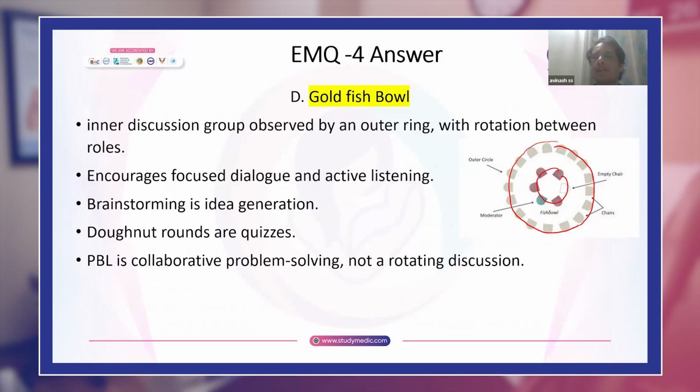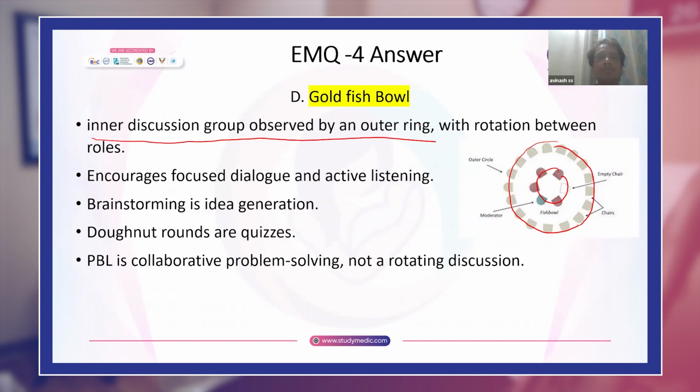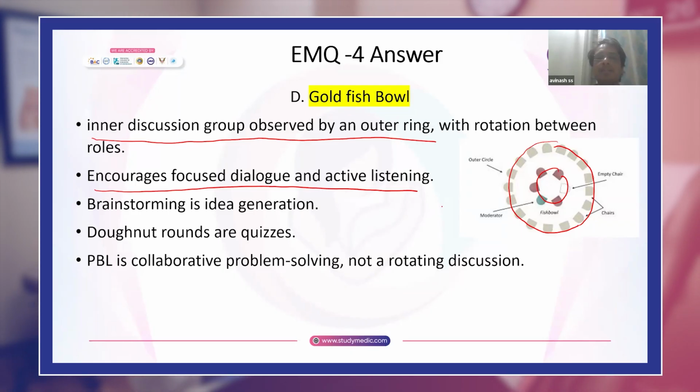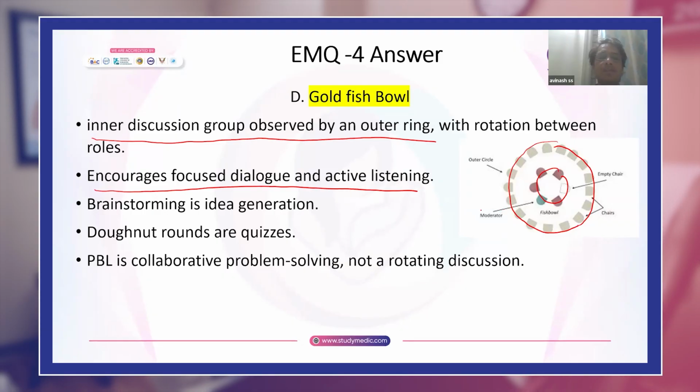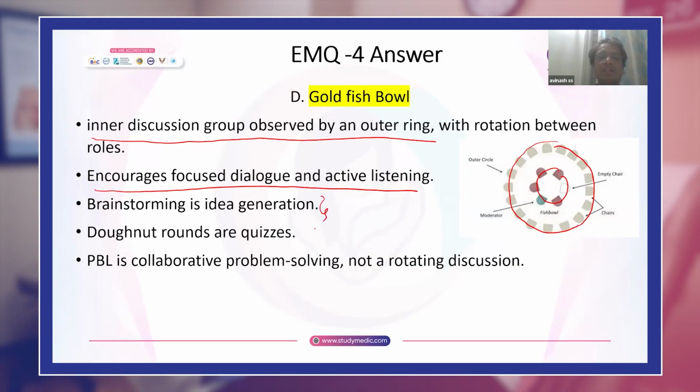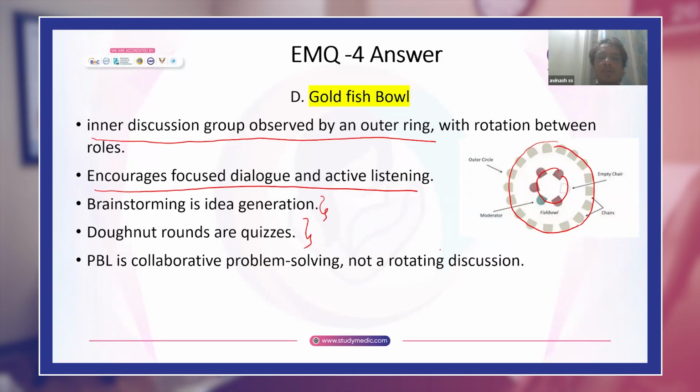Okay, so there will be a moderator, chairs will be there. They will be discussing or doing role play. So this is like an inner group of discussion, which is observed by an outer ring with rotation of the roles. And this is called a goldfish bowl, an analogy used. It encourages focused dialogue between the participants and those who are in the outer ring. It encourages active listening in them. Okay, while brainstorming is idea generation, donut is related to quizzes, and PBL is related to problem solving, this is related to discussion and exchange of roles.